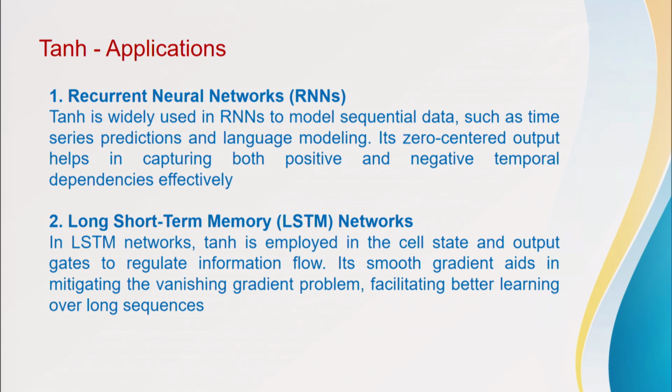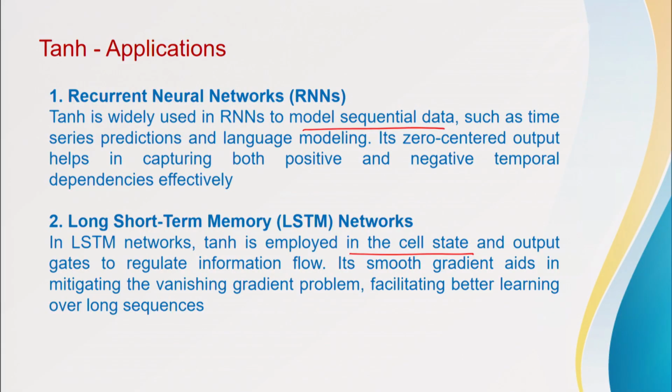We have seen these applications being applicable to various neural network architectures. In RNNs, that is recurrent neural networks, Tanh is mainly used to model sequential data. That is, you can do time series prediction and language modeling, and since it is a zero centered output, this helps us to catch both the negative and positive temporal dependencies effectively. Moving on to LSTM networks, which are long short-term memory networks, Tanh is very much employed in the cell state, and the output regulates the gate for information flow. Its smooth gradient helps us to mitigate the vanishing gradient problem and helps with better learning over long sequences. So, in these two types of architectures, the Tanh function can be applicable.